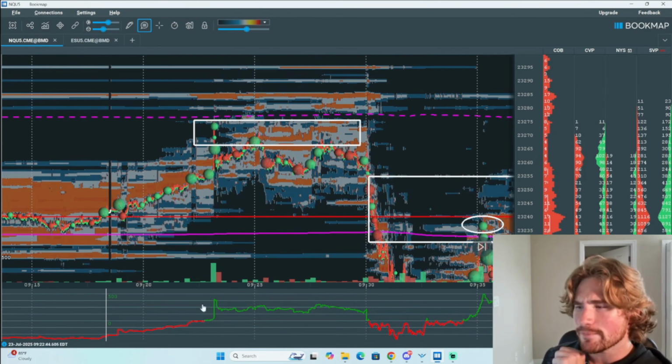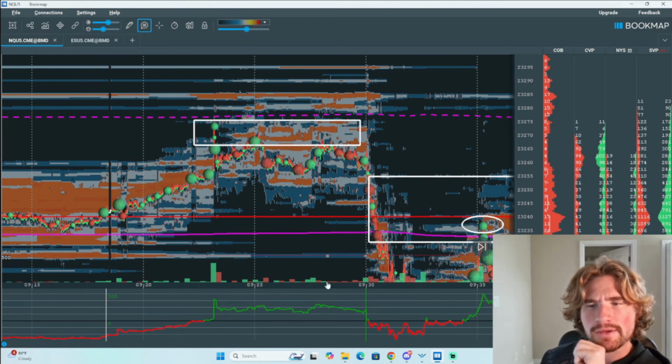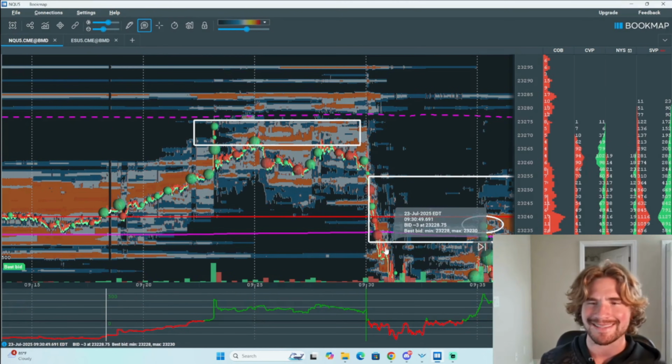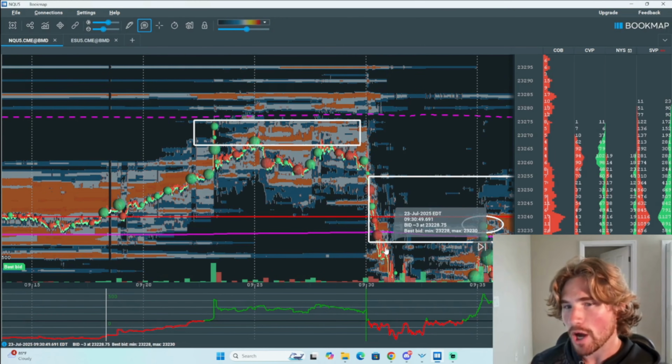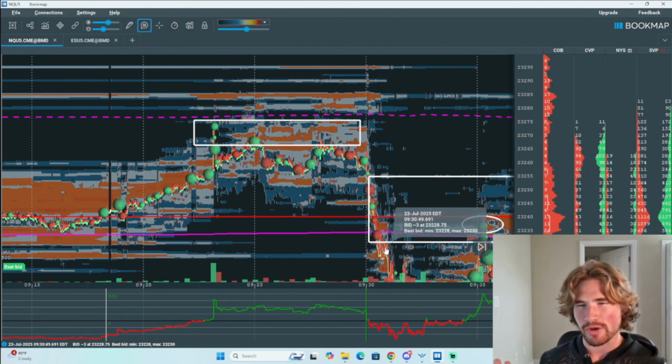At this same time, the CVD is growing. So there's more aggressive buying coming into the market, telling me that there's more market orders of buyers hitting the market than sellers, but it's not going up. For every buyer, there has to be a seller. If there's a lot of buyers that are aggressively hitting the market, there has to be passive sellers who are placing limit orders to absorb the buying with the intention of moving the market down.